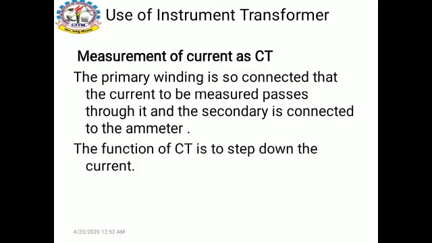This is the basic circuit diagram of the current transformer. The primary is connected to the heavy voltage supply or heavy current, and the secondary is connected to the step down side in the case of a current transformer. The function of the current transformer is to step down the current, but not the voltage.